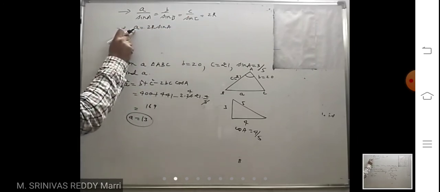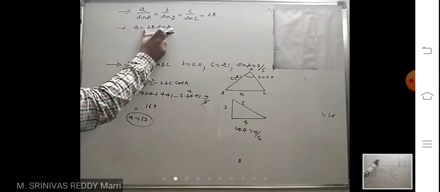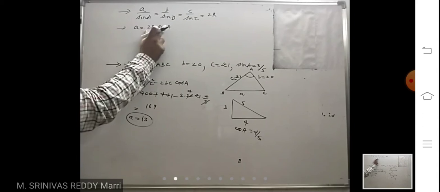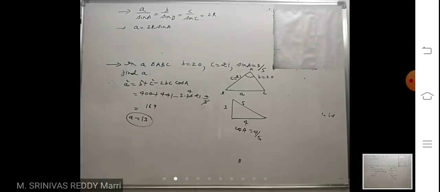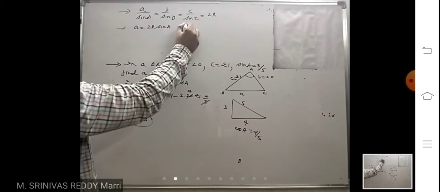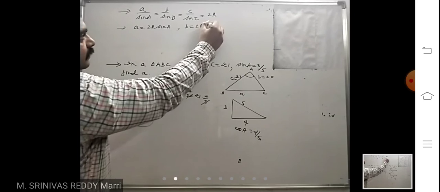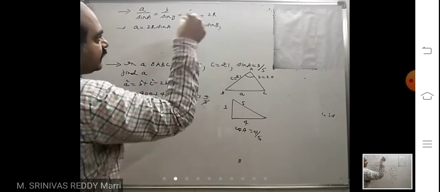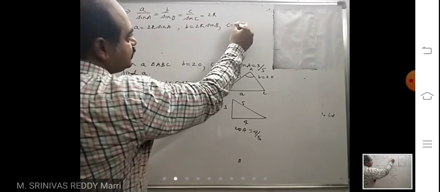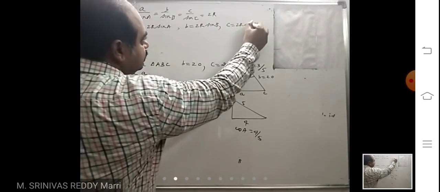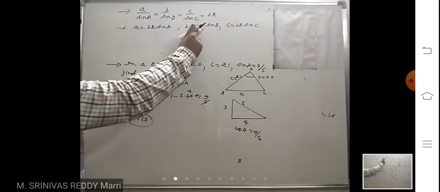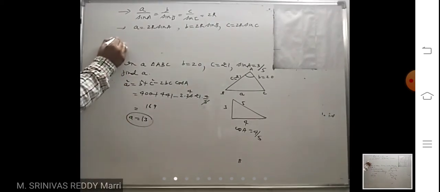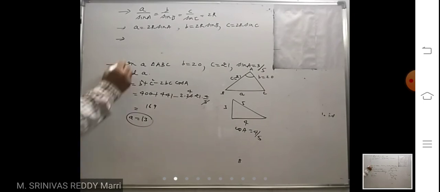That means if you want to convert side into angle, then write this formula. a is nothing but 2R sin A. Look here, angle is there. If you want to convert side into angle, 2 into circumradius into sine of angle A. That is the formula. So b is nothing but 2R sin B. This is the formula. So c is nothing but 2R sin C. So a is 2R sin A, b is 2R sin B, c is 2R sin C. Like that, sides can be converted into angles.